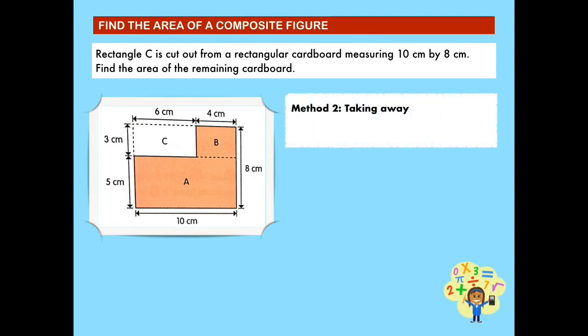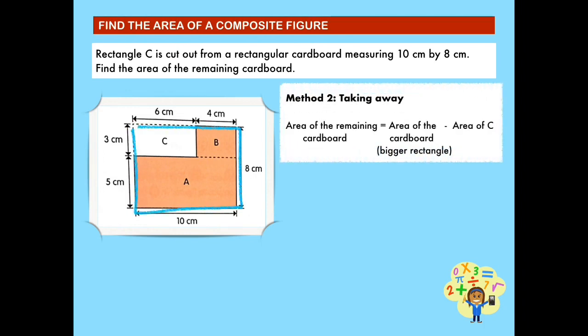Now let's try the second method to answer the given problem. Let's name method 2 as the taking away strategy. In this method, we will think of completing the figure as a whole cardboard, which is the bigger rectangle. The bigger rectangle is composed of rectangle A, rectangle B, and rectangle C.